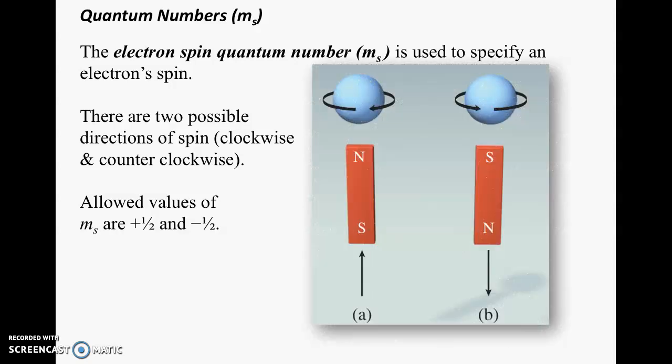Here's a little picture. And the interesting thing is if you take a charged substance and you spin it like an electron, it creates a magnetic field. And so you can see with it spinning one direction, the magnetic field is such that the north is up, the south is down. You spin it the other direction and it flips that magnet. And what this allows is for electron pairing, because we know with magnets that the north and south poles are attracted to one another.